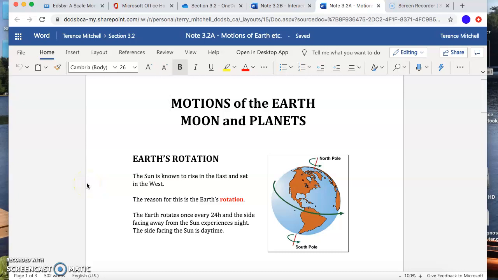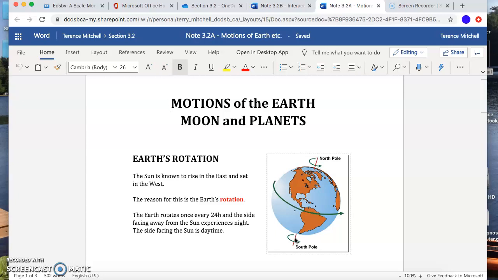I'm going to go over today's two notes with you, 3.2a and 3.2b. So first of all, here with 3.2a, the motions of the Earth, moons, and planets. The Earth undergoes two different types of movement. The first is rotation. As you can see on the picture here, if you can imagine this axis, like an imaginary pole going through the Earth, it spins around that. So that's a rotation.